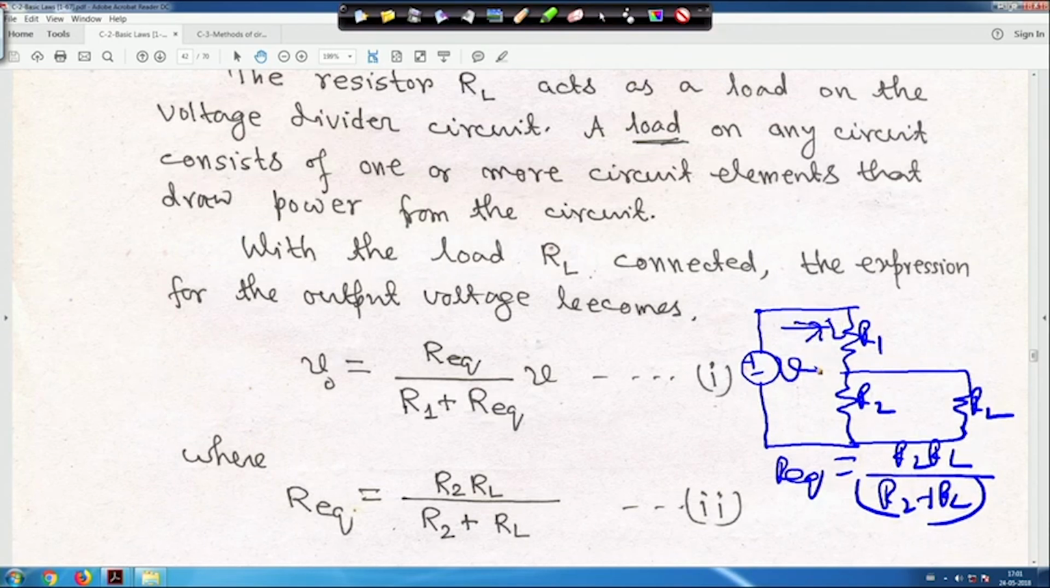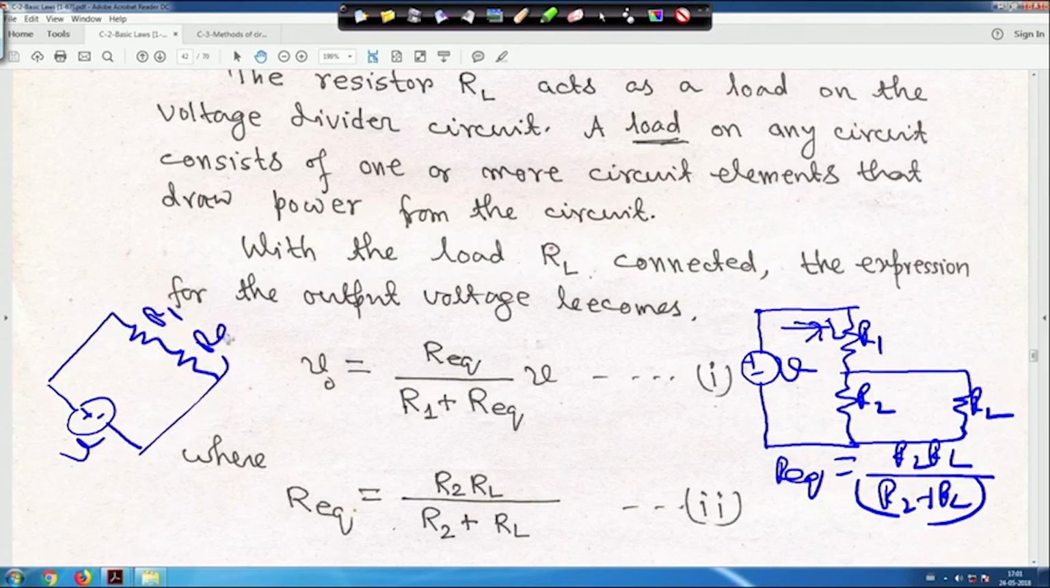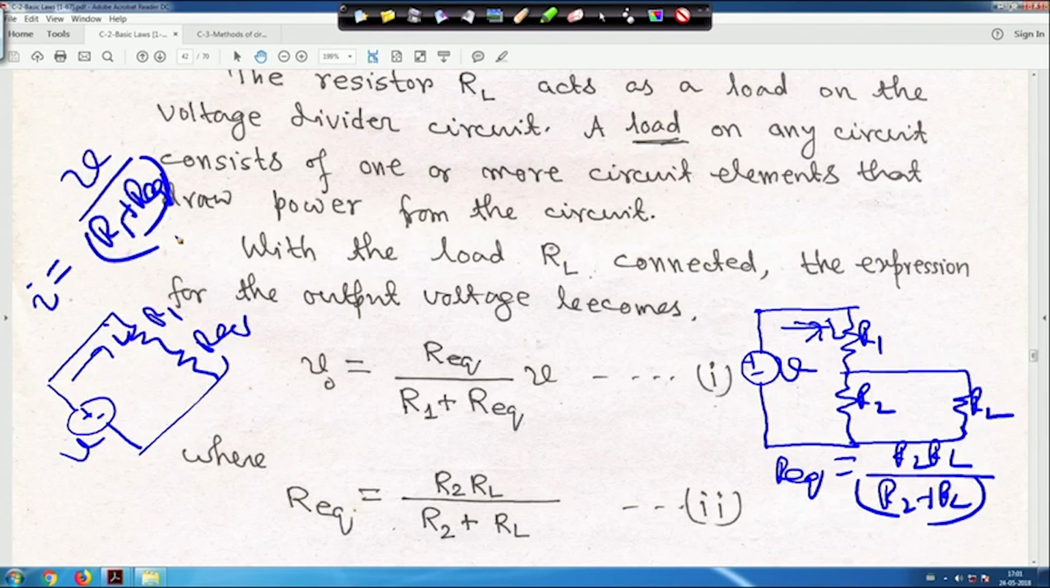And the voltage here is V. Further, its equivalent circuit, I am just trying to make it here: this is the voltage V, this resistance is R1, and the equivalent resistance of this is Req, and this is the current I. So I will be equal to V divided by R1 plus Req. This current is I.